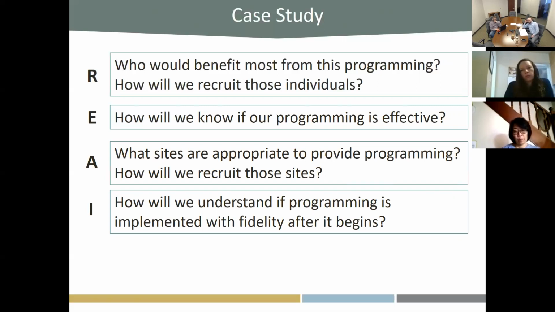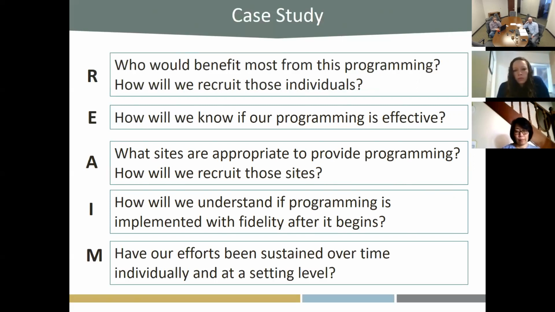How will we understand if the programming that we implement is actually implemented as it's intended after it begins? And then how will we know if our efforts have been sustained over time, both at our participant level, but also at our setting level? Those were the questions they had moving into this one intervention that they chose.